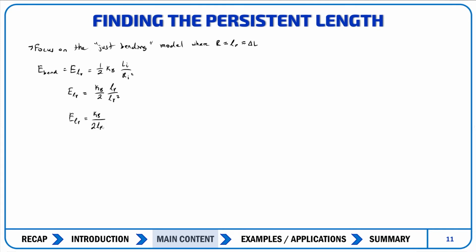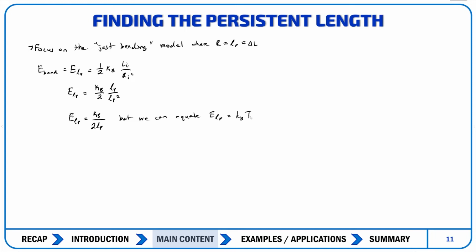Now, the other thing to note is that this particular value can also be equated to something else. I can equate, or we can equate ELP to some sort of entropic value, which we'll say is KBT.